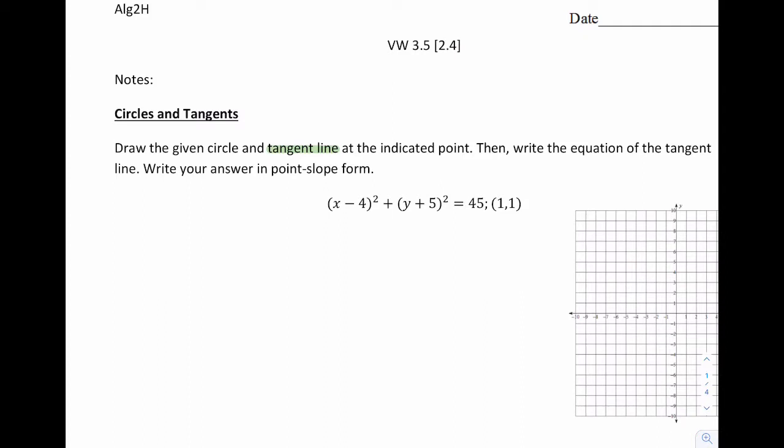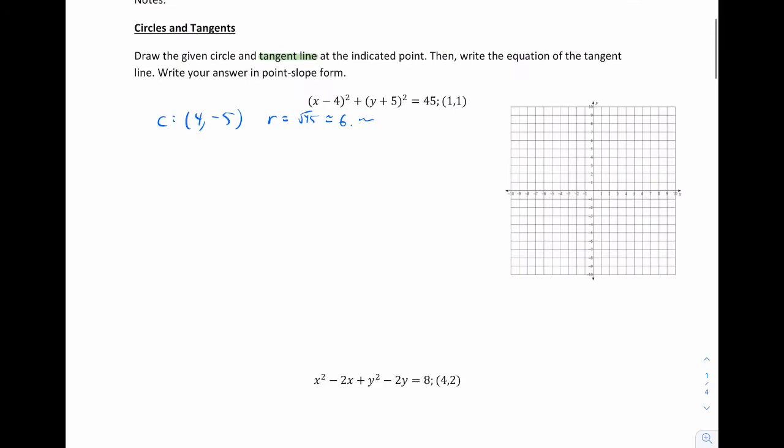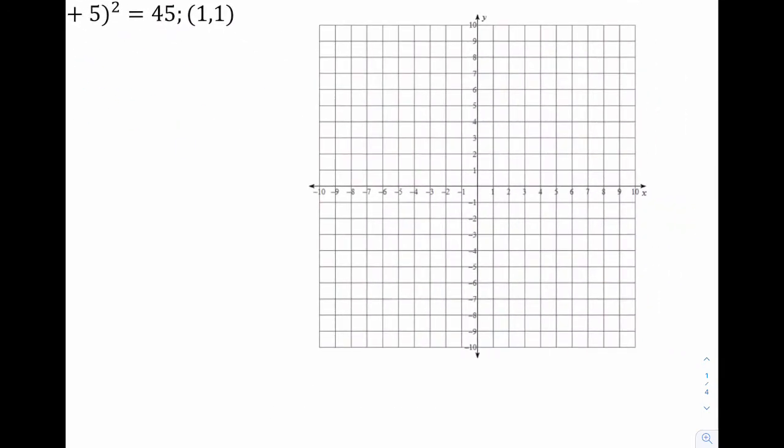I can see right here the center is (4, -5), and the radius is root 45. Just think about that, that's approximately 6 and some change, so 6 point something. And we know that because root 49 would be 7, so let's just write 6 point something. So knowing this information, let's go to the center. The center is (4, -5), right here. And they give us this point (1, 1), so let's use that point.